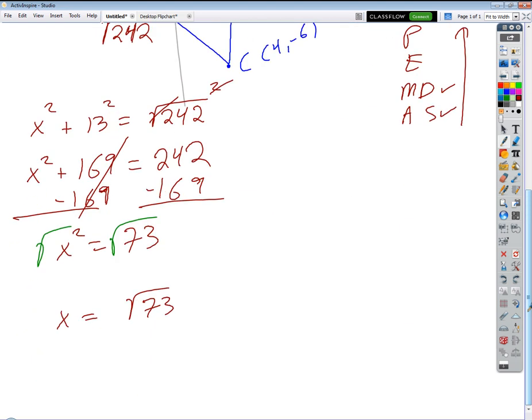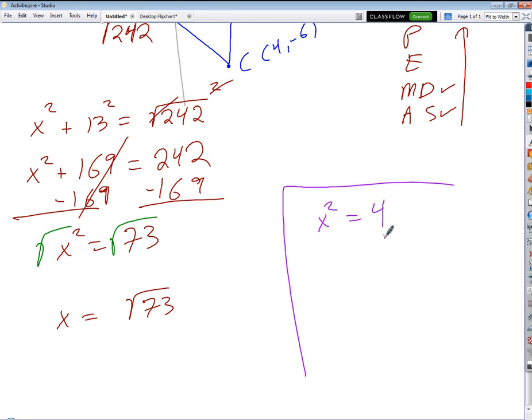This is the part that's a little bit tricky. You might remember this from last year. Let's look at a simpler example. What if I had, for example, X squared equals 4? Same kind of thing, right? I'm going to square root both sides, and I get the answer X equals 2. Is there another answer though? What is it? Negative 2, right? Because 2 squared is 4, but so is negative 2.